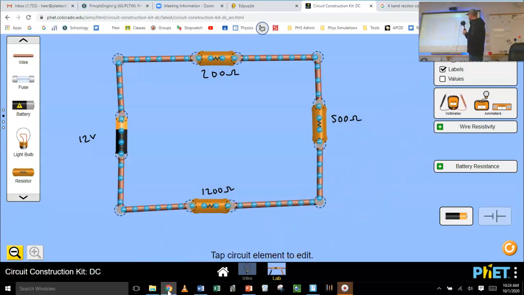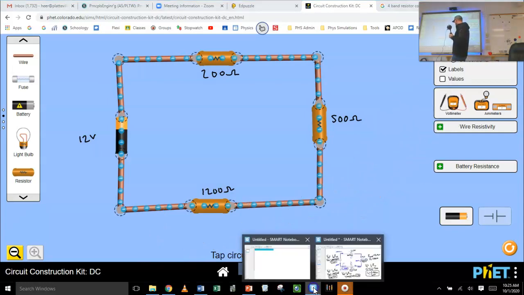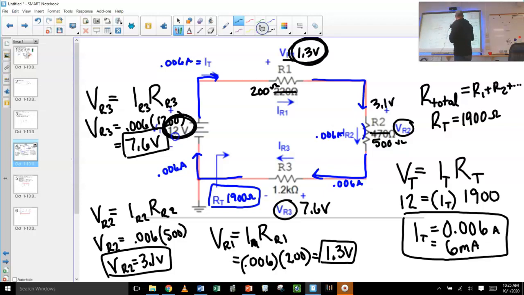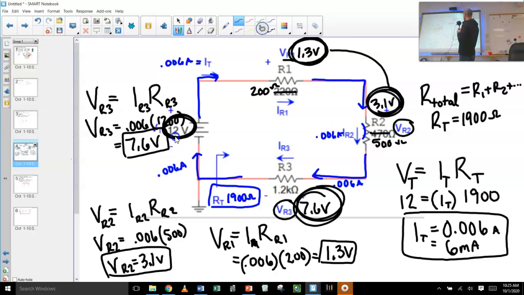Now, if you're paying attention, and this is a tricky thing to see, if you look at the total voltage, it is 12 volts. The voltage around this one is 1.3. The voltage around this one is 3.1. And the other one is 7.6. Believe it or not, 1.3 plus 3.1 is 4.4. And then 4.4 plus 7.6 equals 12.